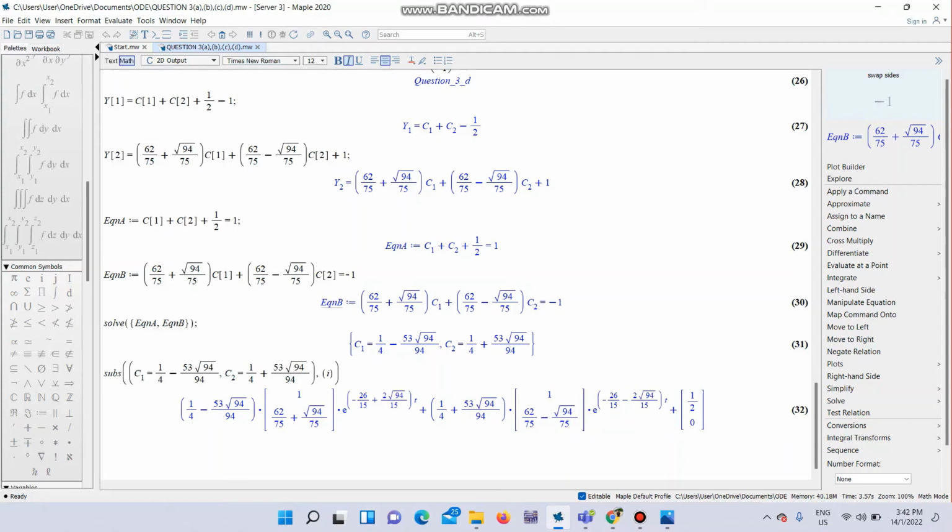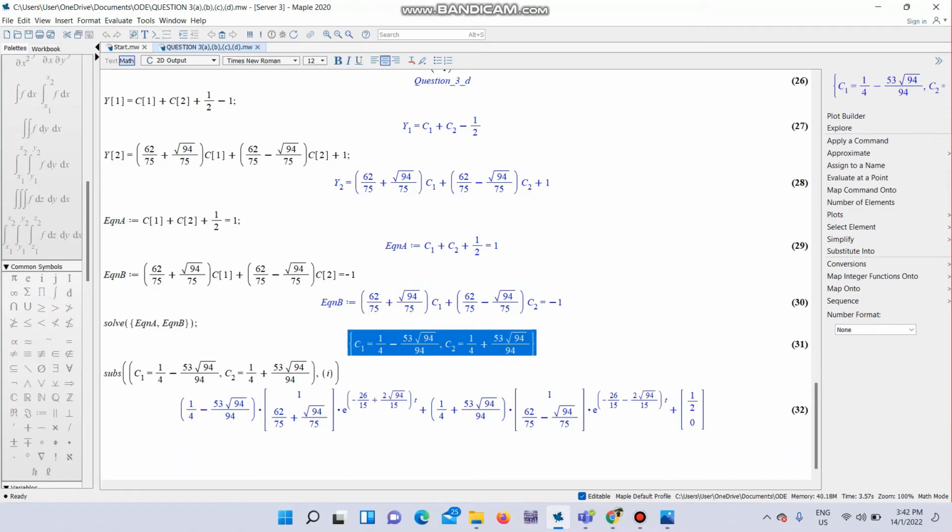And then the next part is to solve equation A and equation B. The output that we get is c1 equal to 1 over 4 minus 53 square root 94 over 94, and c2 equal to 1 over 4 plus 53 square root 94 over 94. And the last part is the answer. Referring to the manual calculation, we assume that our answer is correct between the simulation and the manual calculation. Okay, that's all. Thank you.